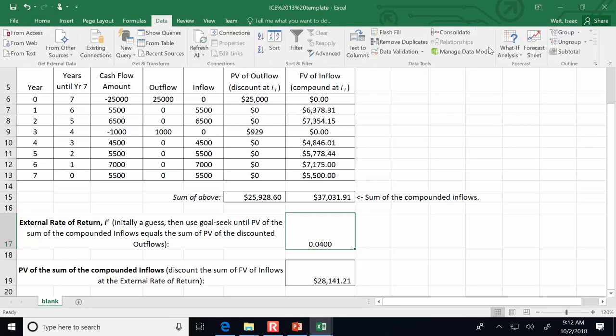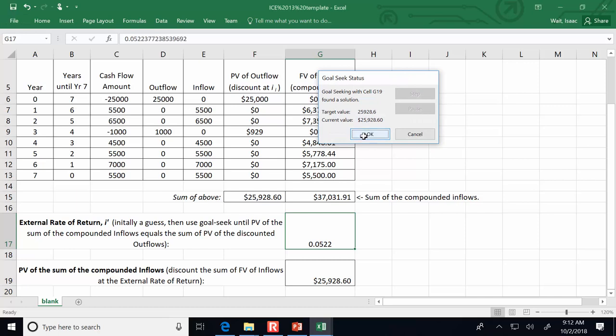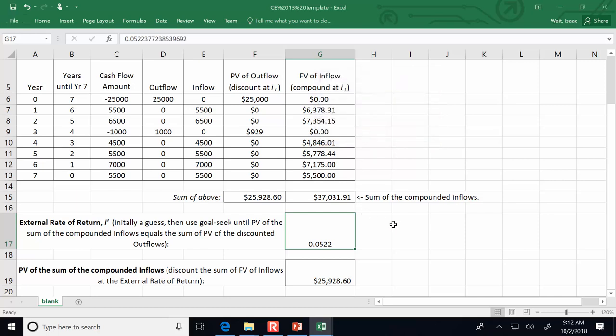data, what-if analysis, goal seek. And my goal is I will set this equal to 25,928.60 by changing the external rate of return. And it plays around for a little while, and then 5.22. So this is the final answer. This is the external rate of return.